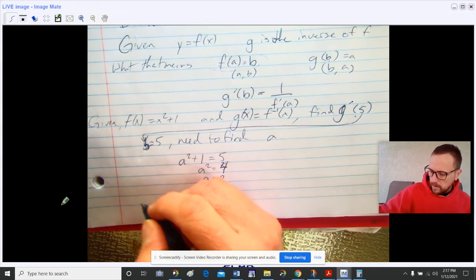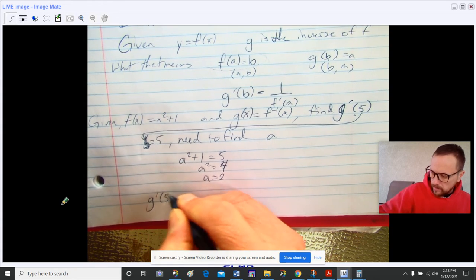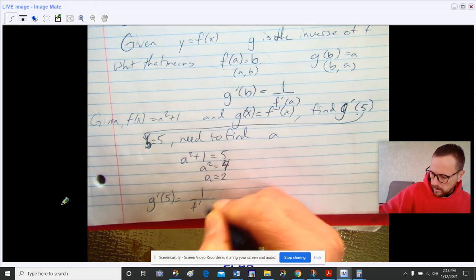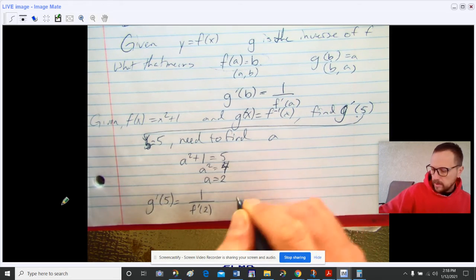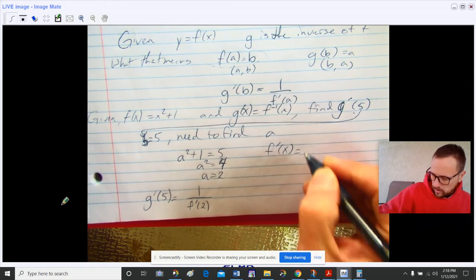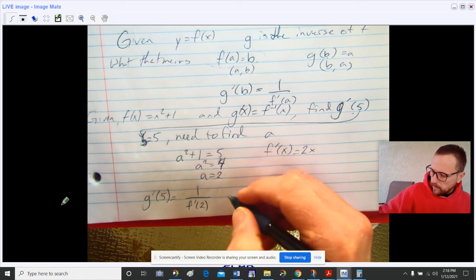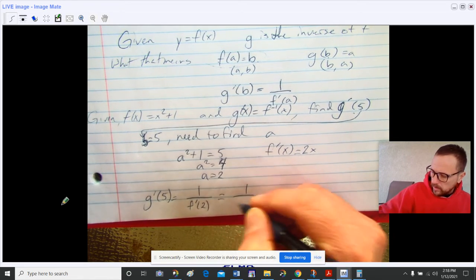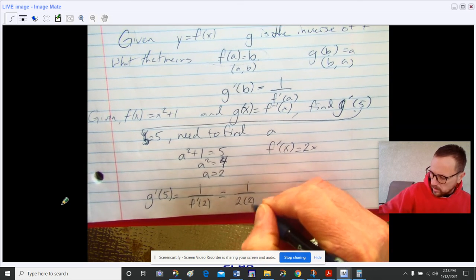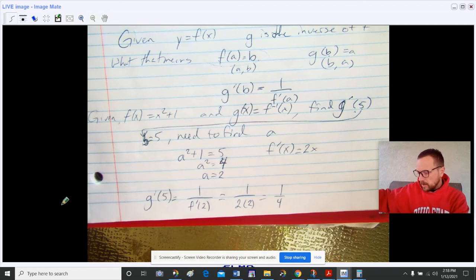So we need to find that. Then we write g prime of 5 equals 1 over f prime of 2. So we're going to need f prime of x, which was 2x. Take the derivative of that, 2x. So that means this would be 1 over 2 times 2, which is 1 over 4, which is exactly what we got. And so this is the process.